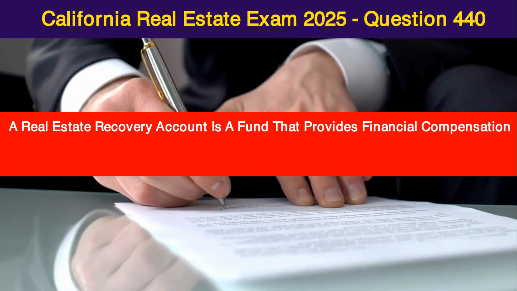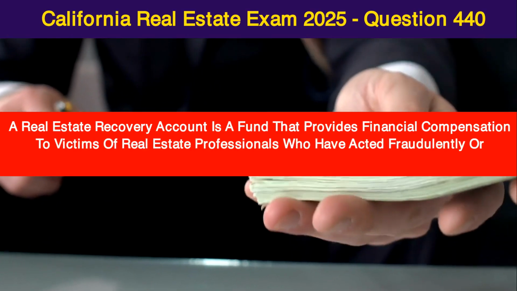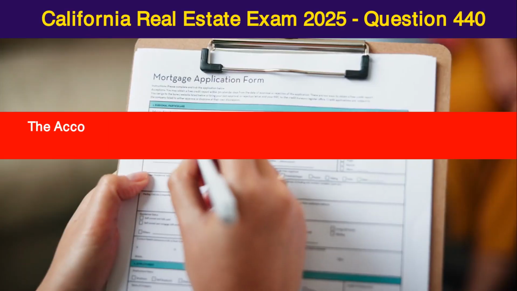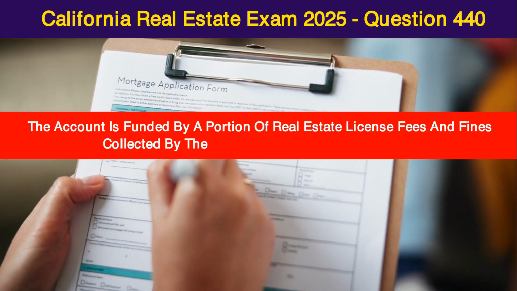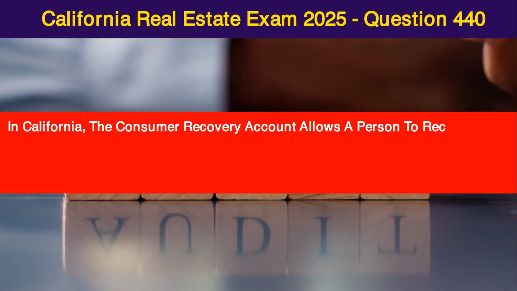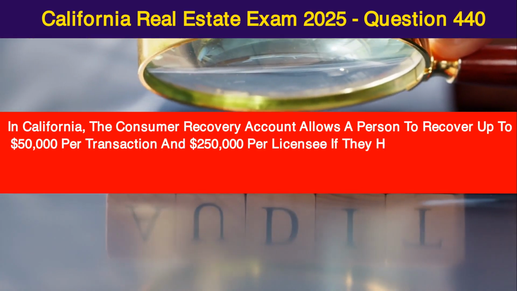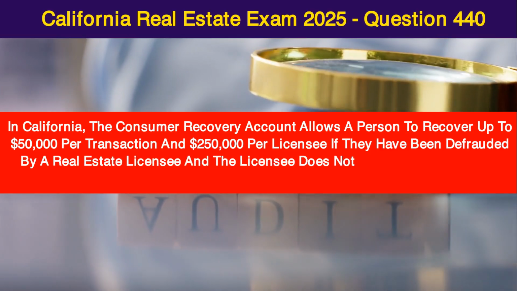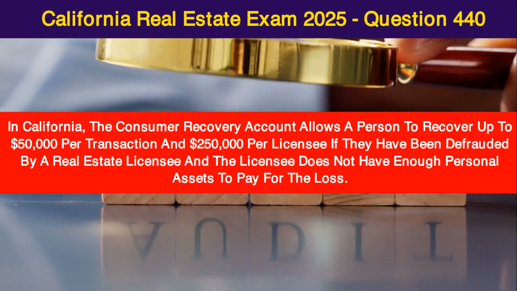A real estate recovery account is a fund that provides financial compensation to victims of real estate professionals who have acted fraudulently or unscrupulously and are unable to pay back lost money. The account is funded by a portion of real estate license fees and fines collected by the Department of Real Estate, DRE. In California, the Consumer Recovery Account allows a person to recover up to $50,000 per transaction and $250,000 per licensee if they have been defrauded by a real estate licensee and the licensee does not have enough personal assets to pay for the loss.